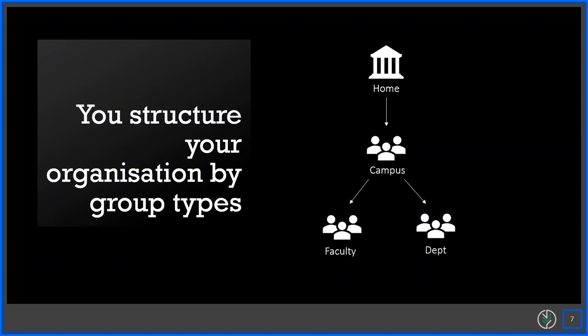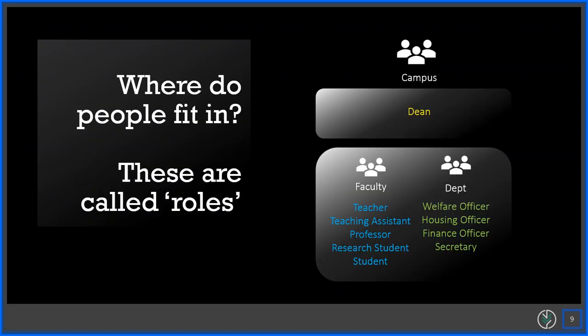This is fine as far as the group types goes, but what about the people in the groups themselves? In Planted, people are put into roles on the various group types. You'll see some here. We have a dean at a campus level, and they've probably got some kind of oversight. And then in each of the group types below that, within the faculty, we've got some various roles: teacher, teaching assistant, professor, and so on. And within department, we've got some roles there as well: welfare officer, housing officer, and some other ones as well.